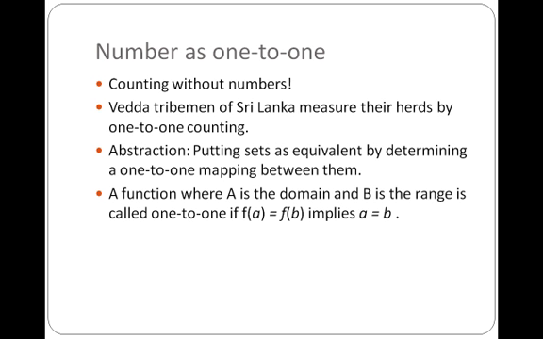The abstraction, of course, is very important. It puts sets as equivalent by determining a one-to-one mapping between them. And as you recall, we have a very important definition of a one-to-one function, where A is the domain and B is the range, and if f of A equals f of B implies A equals B, we'll say the function is one-to-one. These are very, very important types of functions in a lot of mathematics, including calculus.